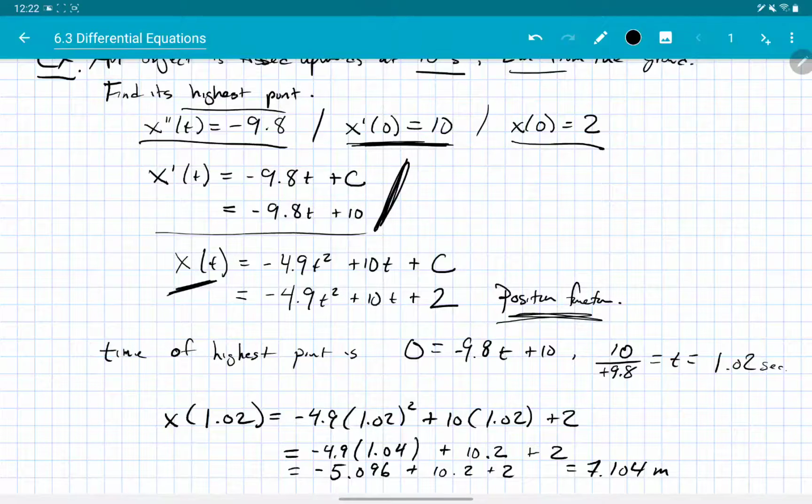All right, so that's the very basics of differential equations. You'll have some problems on the worksheet, and then you can take some time with the web work.